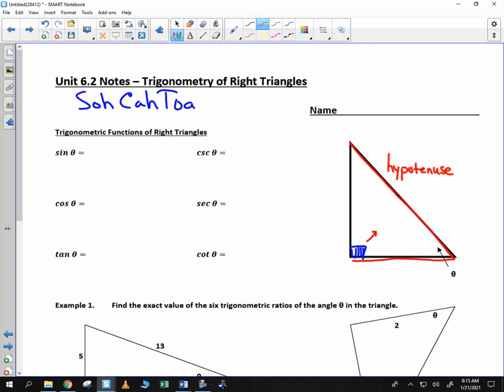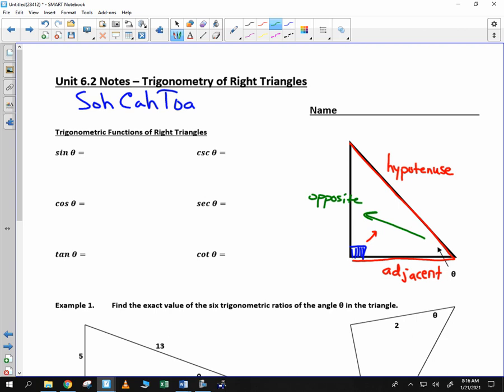So, because this side makes up the angle, it is next to it, and we call it adjacent. Adjacent means next to. So you can see that that angle is formed by that side and the hypotenuse. The one that is across from the angle, or opposite the angle, is called opposite.